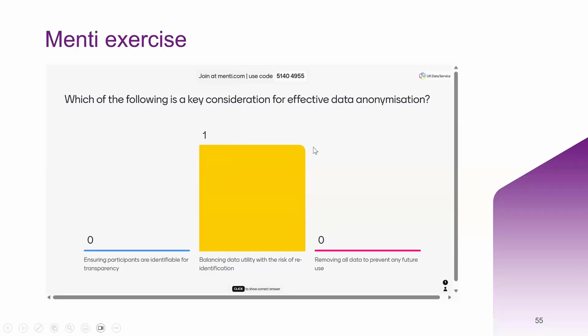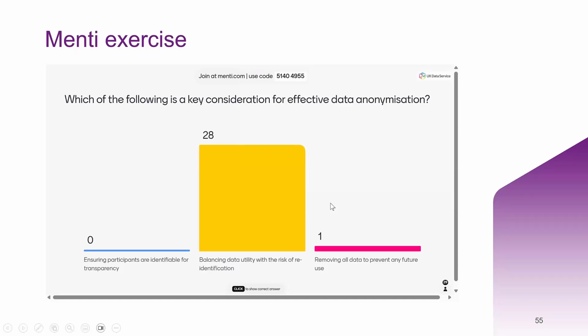Now, which of the following is a key consideration for effective data anonymization? We are getting answers in. The Menti is still working. Oh, thank you so much. Yeah, again, I hope the tools and the different templates that we make available are going to make your journey far better. There are so many tools nowadays. We need to use them, make our life easier.